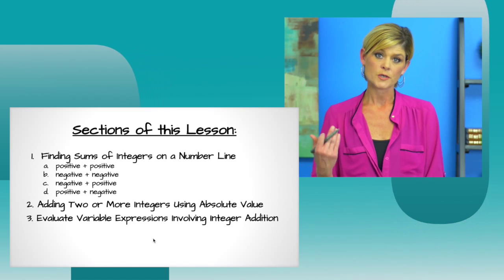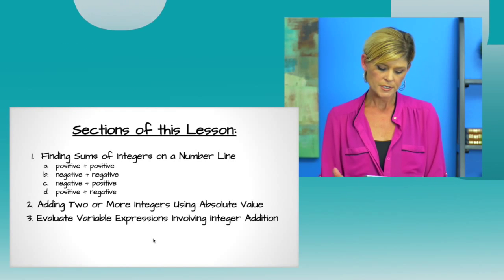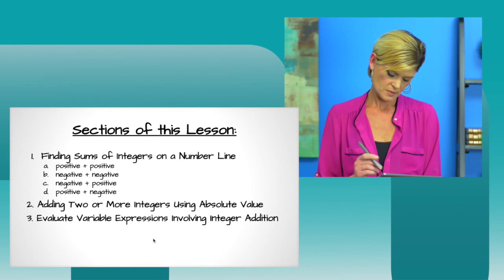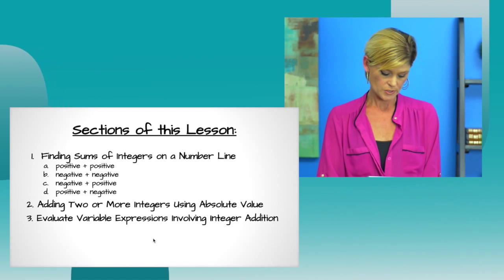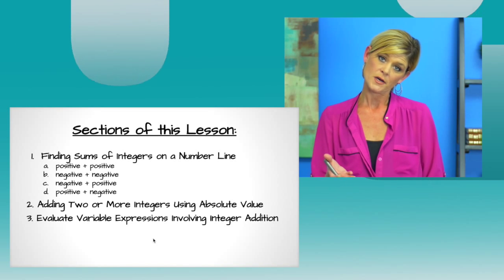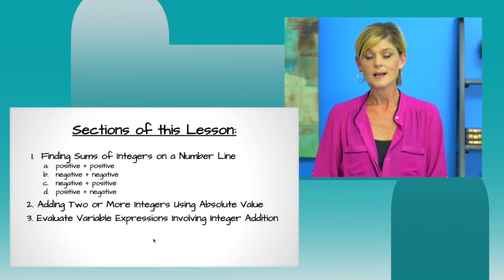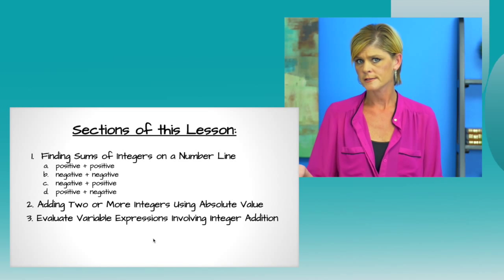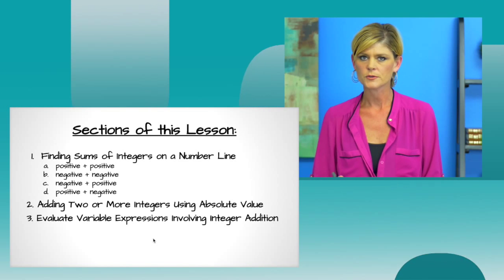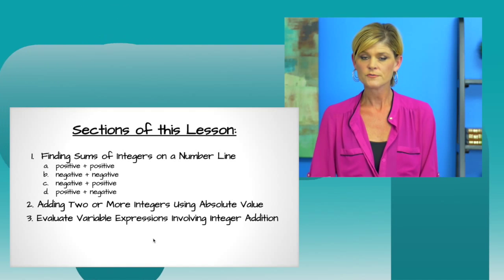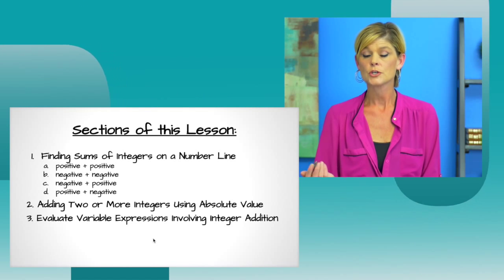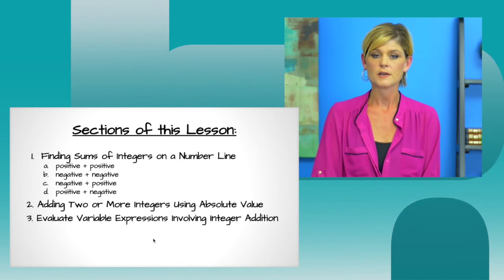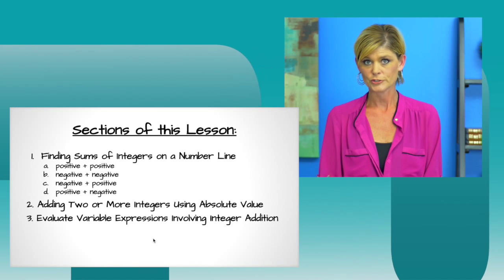Okay, so just to give you an overview of where we're headed, today we're going to talk about finding the sums of integers on a number line. We're going to talk about adding a positive number to a positive number, a negative number to a negative number, and then how do we add when we have different signs, positive and negative. That's what we're going to be focusing on today. Over the next 2 videos, we'll be talking about adding integers using absolute value. And then finally, we'll be talking about evaluating variable expressions involving integer addition.